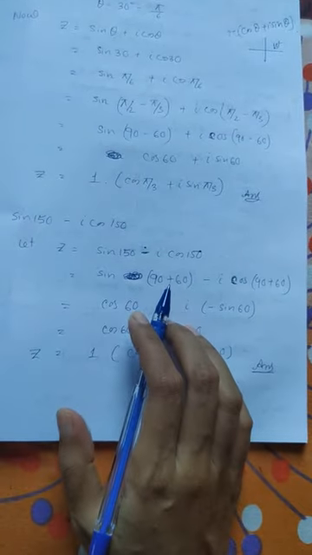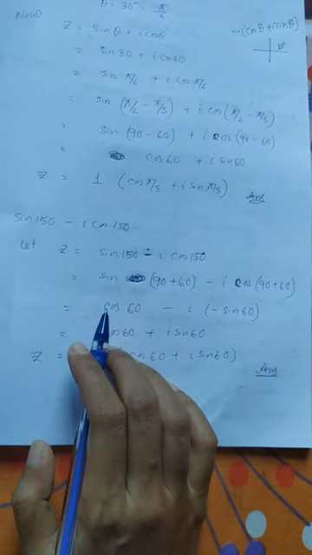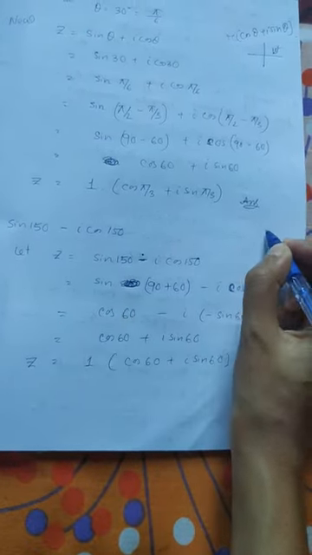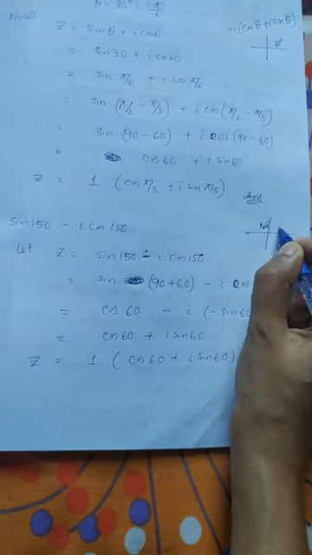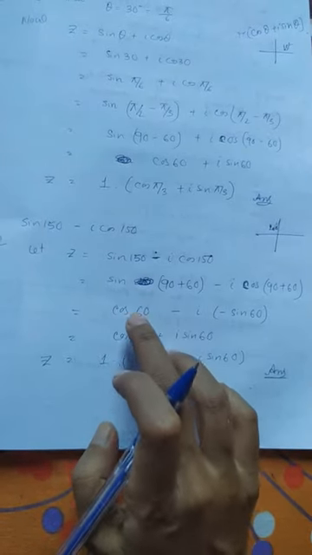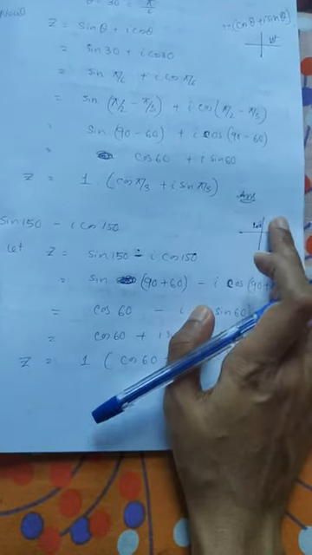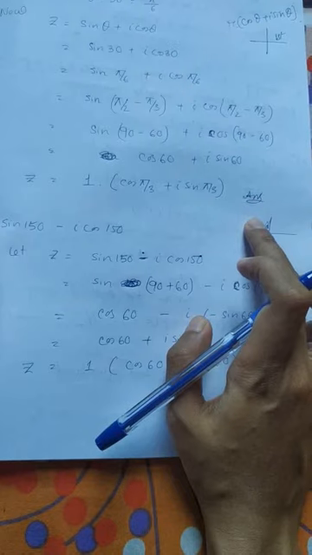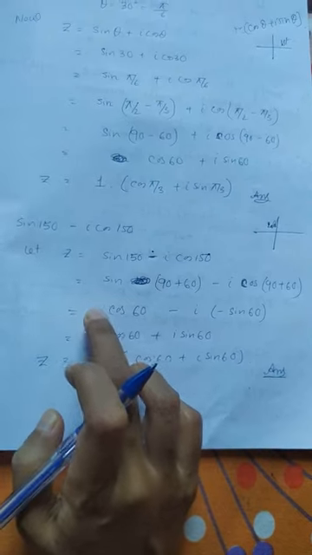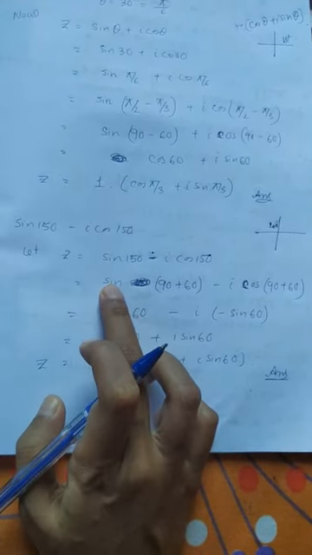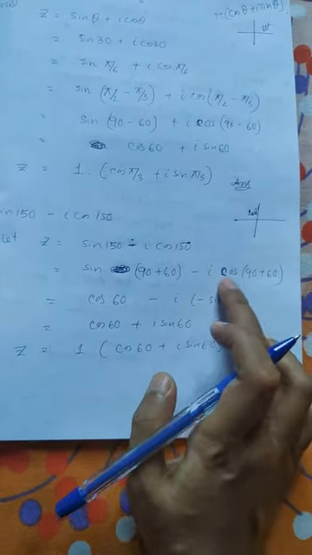So you see, sin 90 plus theta, since it is odd multiplication of 90 degrees, sin will convert to cos. Sorry, 90 plus theta, so it will be in the second quadrant. In the second quadrant, sin is positive, so here it will be a positive sign. Sin will convert to cos with positive sign, and cos 60. Here minus i into cos.